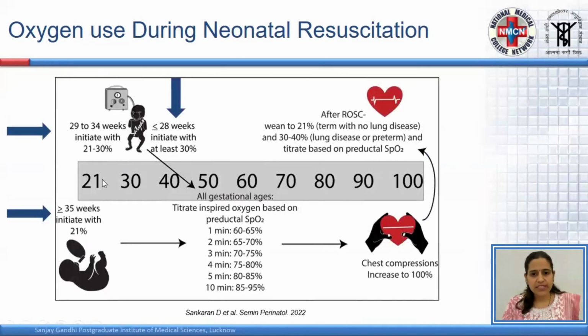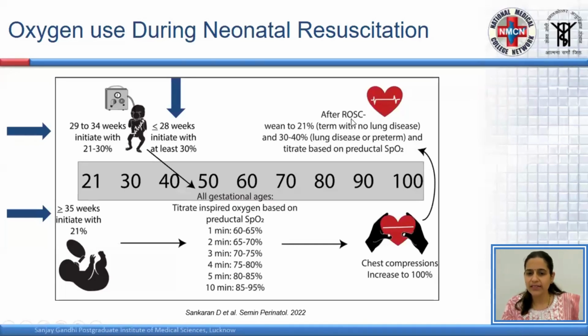So again, we see in this pictorial that for babies greater than or equal to 35 weeks of gestation, you initiate the resuscitation with 21% FiO2. For preterm babies, 29 to 34 weeks, you may start anywhere between 21 to 30%. And for extremely preterm babies, less than 28 weeks, initiate with at least 30% FiO2. In case you go on to require chest compressions, immediately increase your FiO2 to 100%.